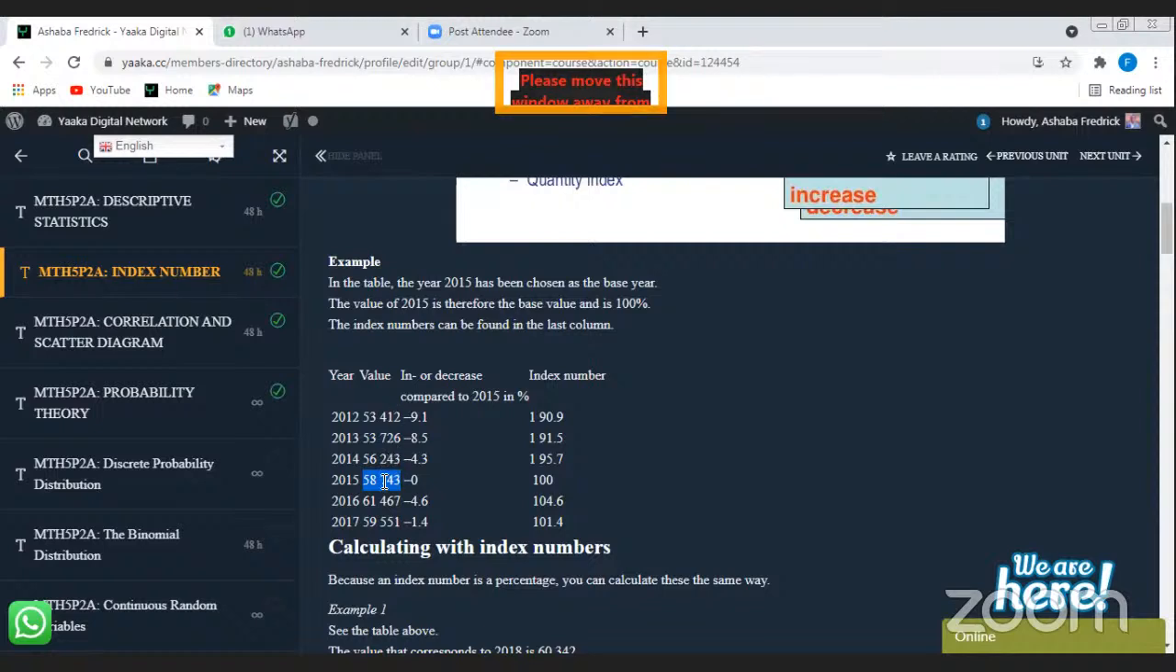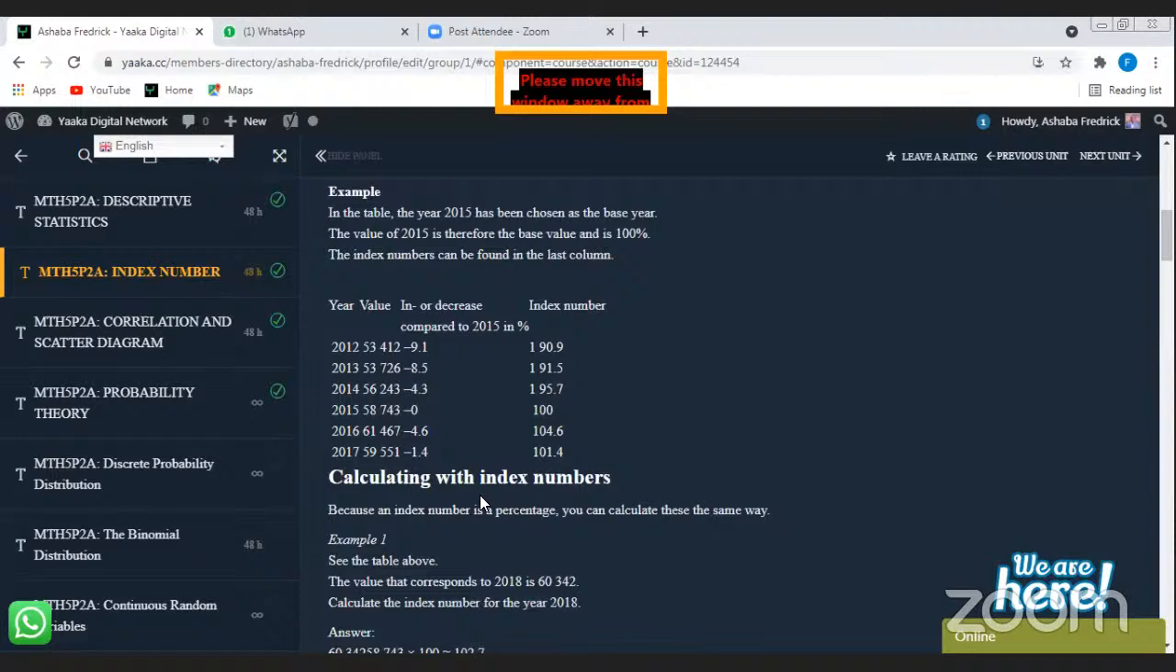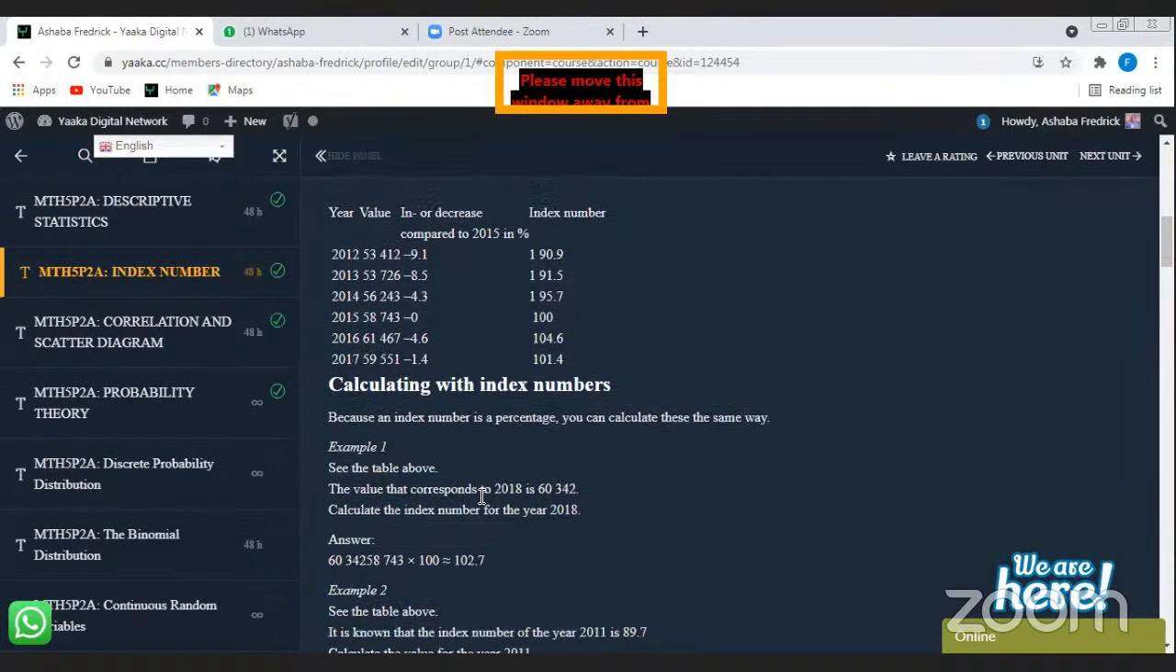So when we get all these values minus the base, divided by the base, you see, we are able to get 91, 85, then 4.3 and onwards, and this would be the index. But we are going to critically look at how we calculate these index numbers.